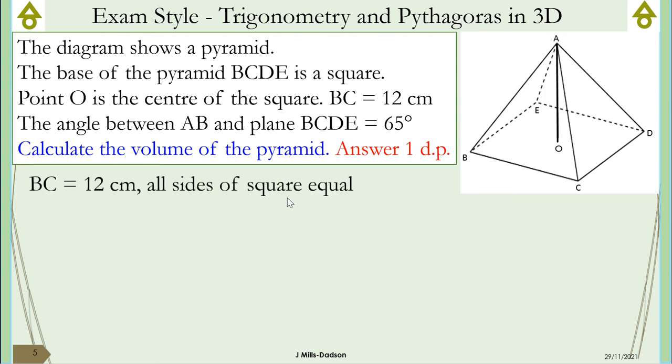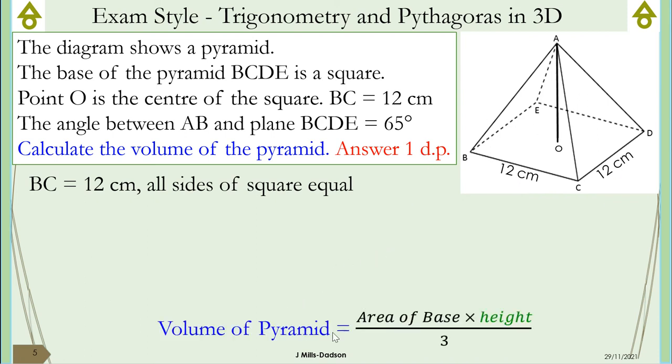Okay. First, we know BC is 12, so it's a square, so 12, 12 all around for the base. And also the formula for a pyramid we know as area of the base, which is 12 times 12, then times the height, then we divide by 3. So we need to first work out the height, and then we'll be able to work out the volume of the pyramid.